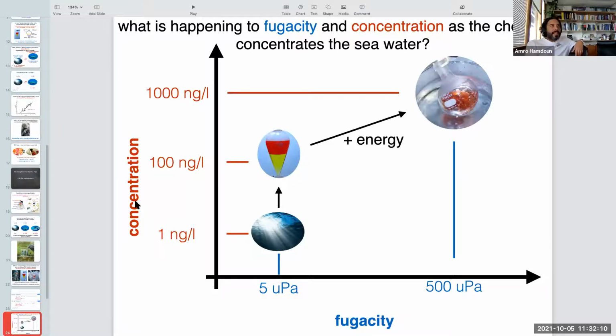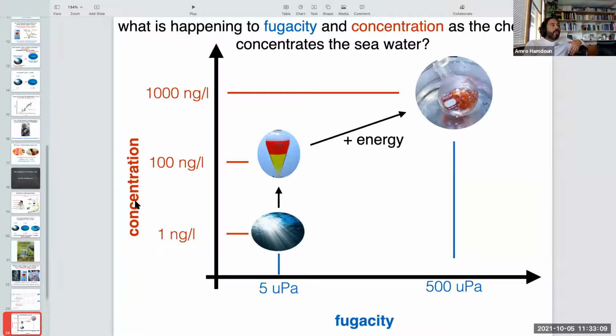Okay, so what's happening to fugacity and concentration as the chemist concentrates the seawater? Let's do a graph, and on the x-axis you have fugacity, and on the y-axis you have the concentration. Let's take the first step of this graph, right? You have a fugacity of 5 micropascals and a concentration of 1 nanogram per liter of your DDT. As you move from the water into the bioconcentration step, there's no input of energy. It's just a passive movement based on lipid solubility. You can increase the concentration by a factor of 100 without any change in the fugacity. The fugacity totally stays the same.